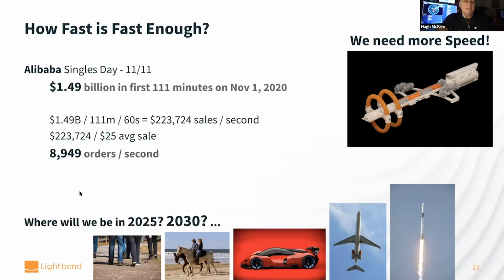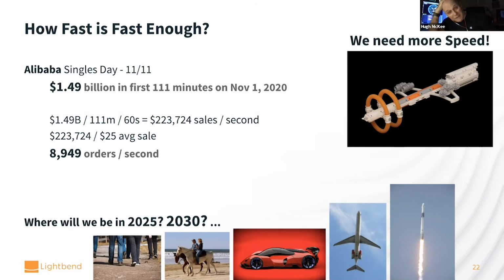But this one's fun, and it's actually today. 11/11 is a huge shopping day, the biggest shopping day, I think, in the world. In China, it's called Singles Day. I just saw an article today. They started shopping back at the beginning of November. So when they opened up on November 1st, in the first 111 minutes, Alibaba did $1.5 billion in orders.